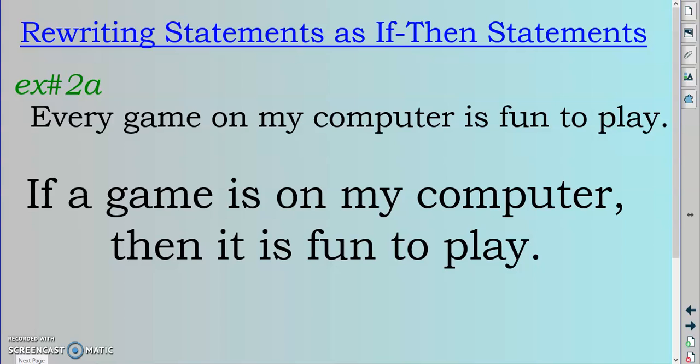Now, you're not going to say if every game on my computer, then it is fun to play. You're going to say if a game is on my computer, then it's fun to play, since we know that every game on my computer is fun.